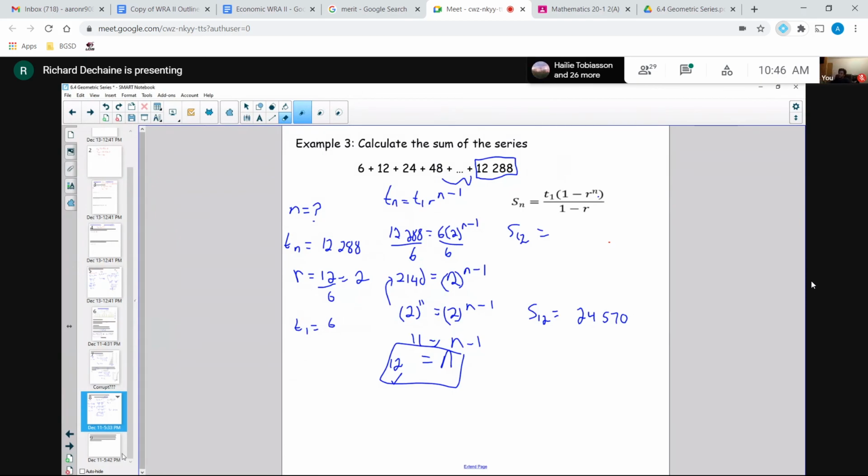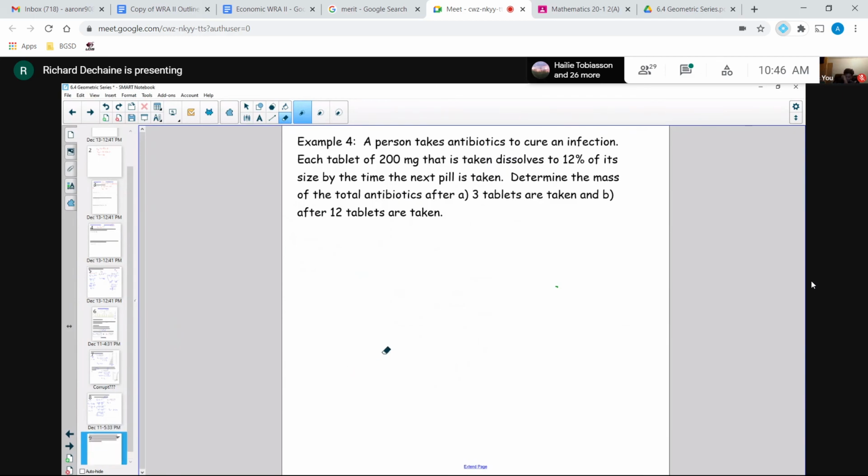All right, so let's go to the last question, which is a word problem. A person takes antibiotics to cure an infection. Each tablet of 200 milligrams that is taken dissolves to 12% of its size by the time the next pill is taken. Determine the mass of the total antibiotics after 3 tablets are taken and after 12 tablets are taken. Okay? Kind of a unique problem. And once we talk about it, it might make a little more sense for you.